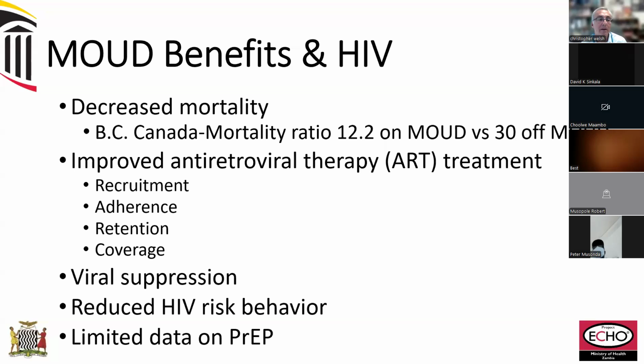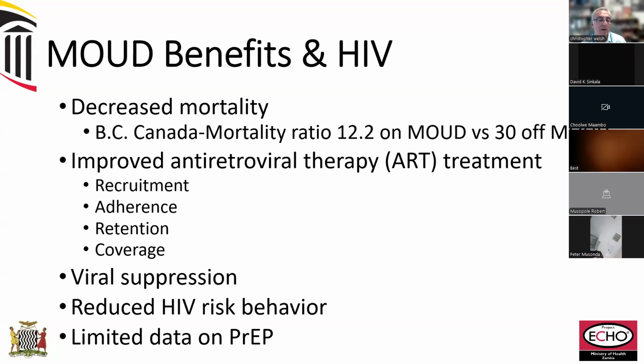Next slide. Looking more specifically at benefits with HIV, studies showed decreased mortality with HIV specifically. I have one example there from British Columbia in Canada, where they looked at people on and off methadone and buprenorphine. The mortality ratio when they were on methadone and buprenorphine was 12. When they were off, it was up to 30. So significant differences between when people were on versus not on medications for their opioid use disorder.